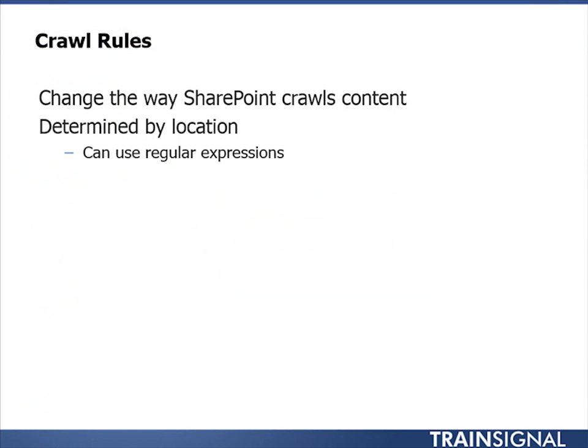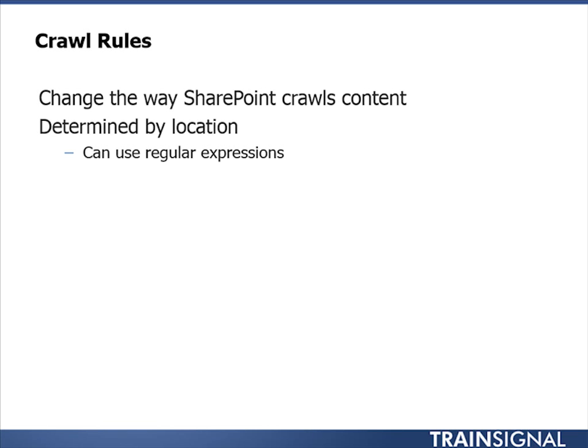Let's talk a little bit about crawl rules. A crawl rule gives us the ability to change the way that SharePoint is going to crawl a location. Now, this is done on a location-by-location basis rather than on a content source basis. That way, I can still have everything wrapped up inside of my content sources, but still have the power to go back and control how we're actually going to crawl that data.